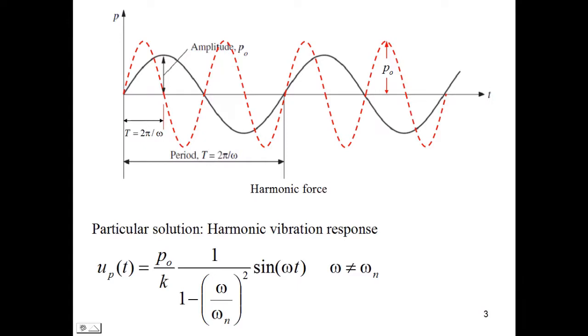The figure shown on the top of the slide illustrates a harmonic force as a function of t, where the y-axis is the force value and the x-axis is the time in seconds. Notice that the exciting period capital T is equal to 2 pi over omega, and the amplitude of the harmonic force is P0. The dashed line represents another harmonic force with a smaller exciting frequency and higher amplitude.